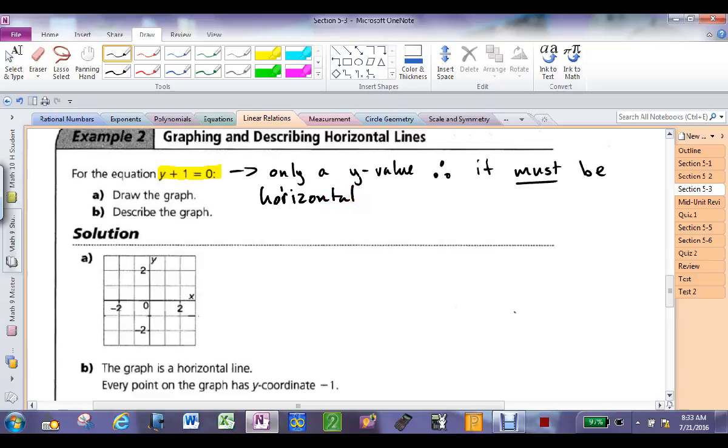Now, that's just logic, right? That just makes sense. X's and Y's are opposites. If X's are vertical, Y's must be horizontal. But that's not proving it, is it? Because proving something is different than logically thinking it, right? So let's prove this. How would I prove this? Well, we would do a table of values, wouldn't we? Right?